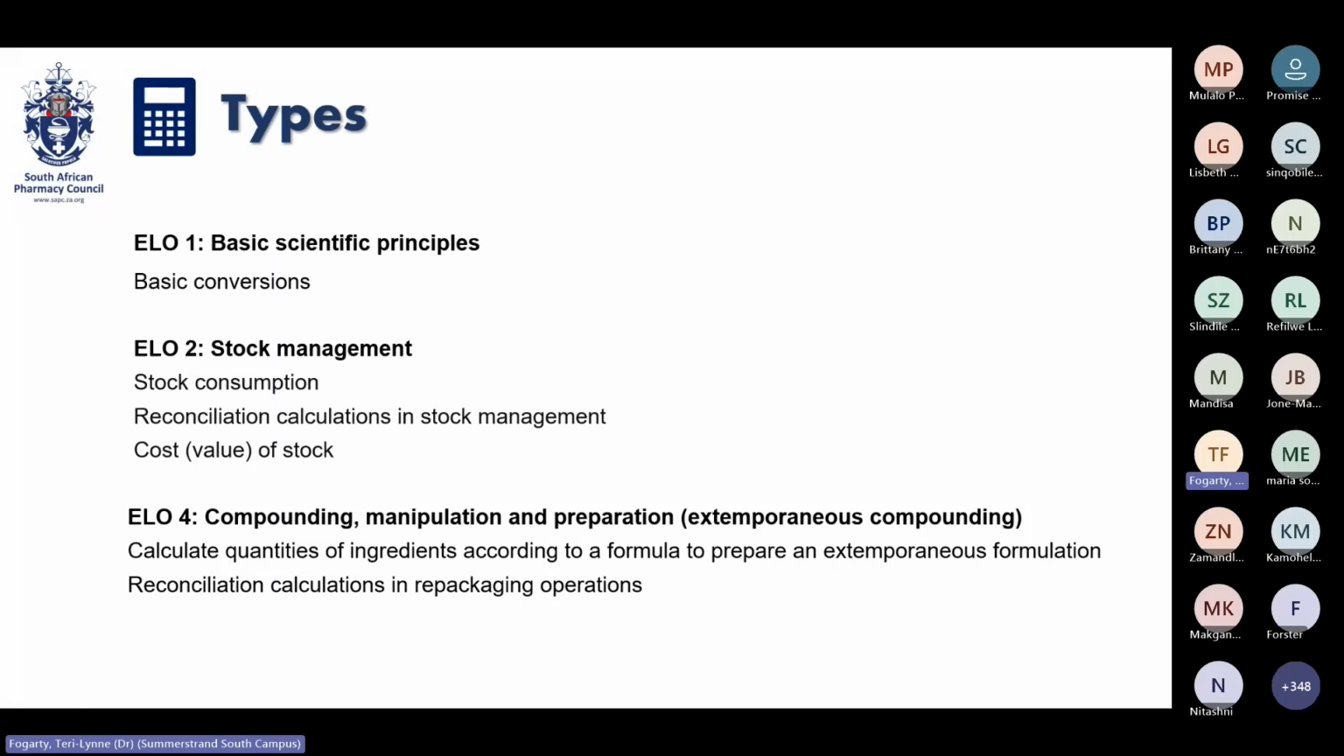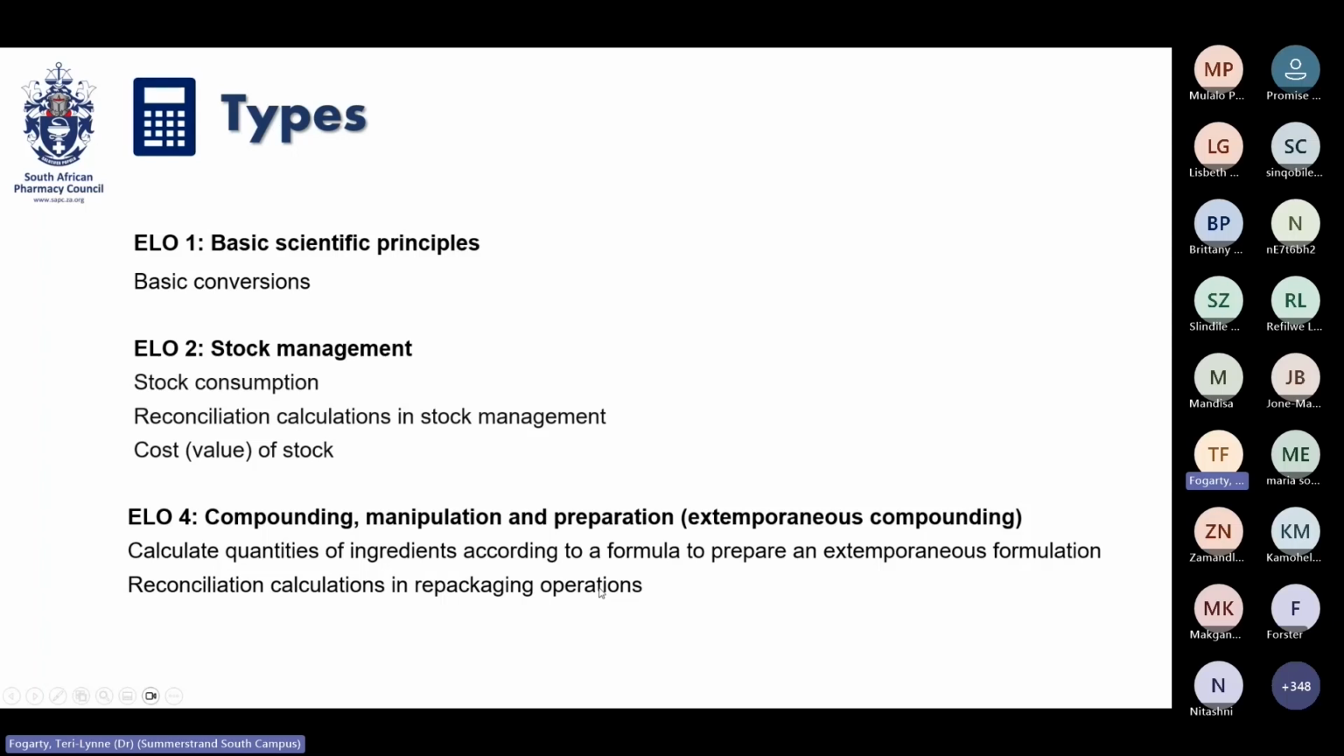What is the value of the stock? And then finally, your ELO 4 is your compounding, manipulation, and preparation, also known as extemporaneous compounding, where you may need to calculate quantities of ingredients according to a formula, and also reconciliation calculations in your repackaging operations.